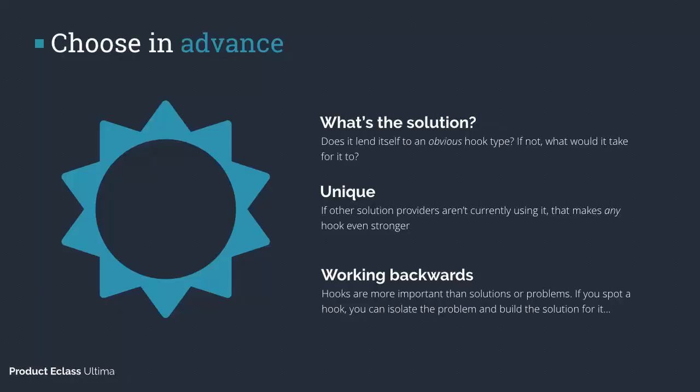If you find a hook, a hook hits you, or you spot a hook in the wild, then you're really cooking because you can work backwards from that hook and say, okay, if this hook is true, how can we solve a problem with it? And what would that solution look like to make this hook workable?